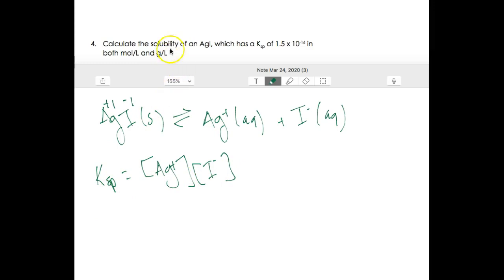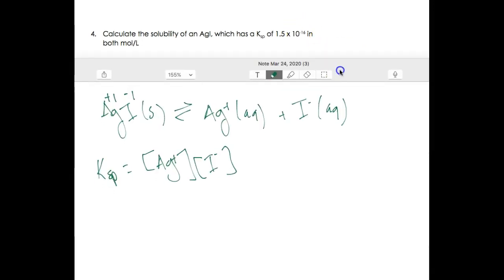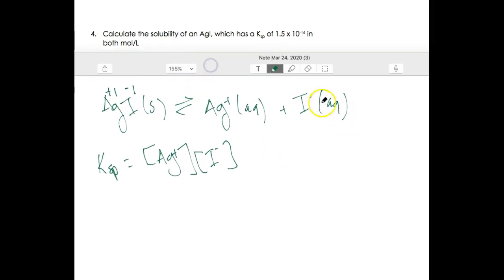And what it's saying is that we have the KSP value. What is the concentration of this and this? Okay, so let's start over.